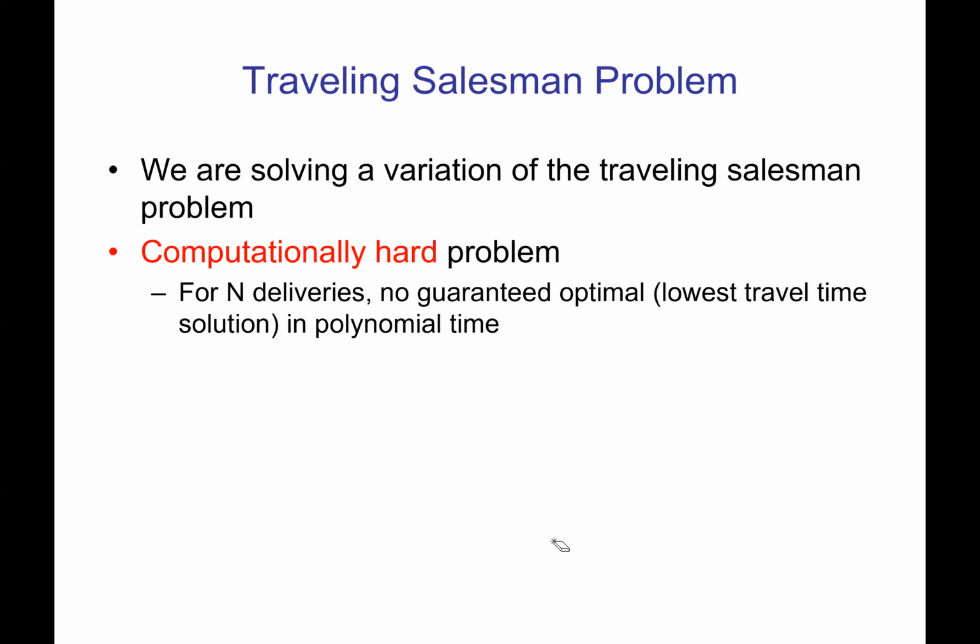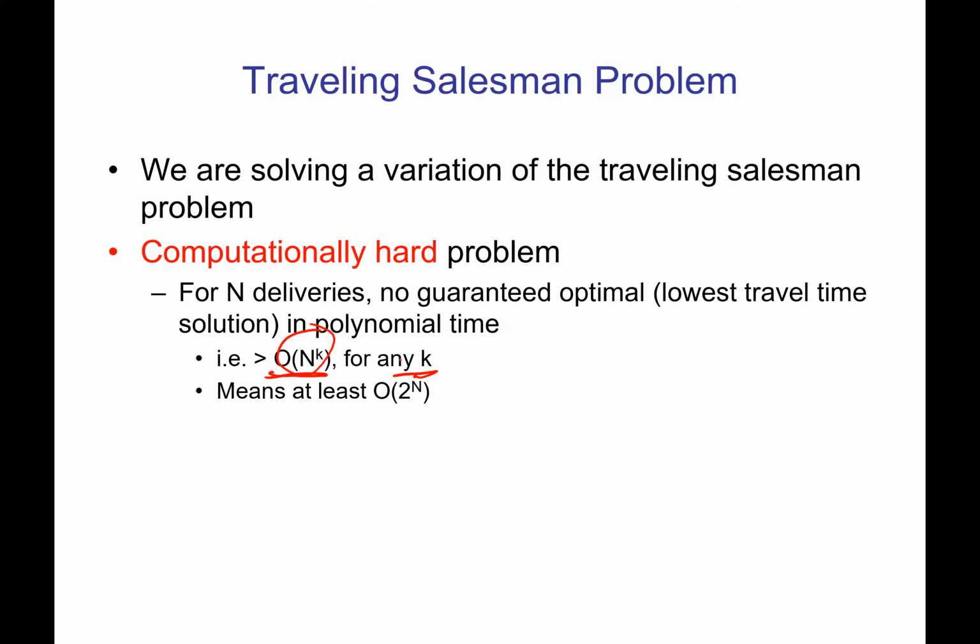So computationally hard means there's no guaranteed optimal solution, guaranteed to have the best travel time in this case, that can be found in polynomial time. Okay, so what does that mean? It means that the order of any solution that is guaranteed to be optimal, guaranteed to get the best possible answer, must be greater than n to the k for any k. Okay, so not n squared, not n cubed, not n to the 4th.